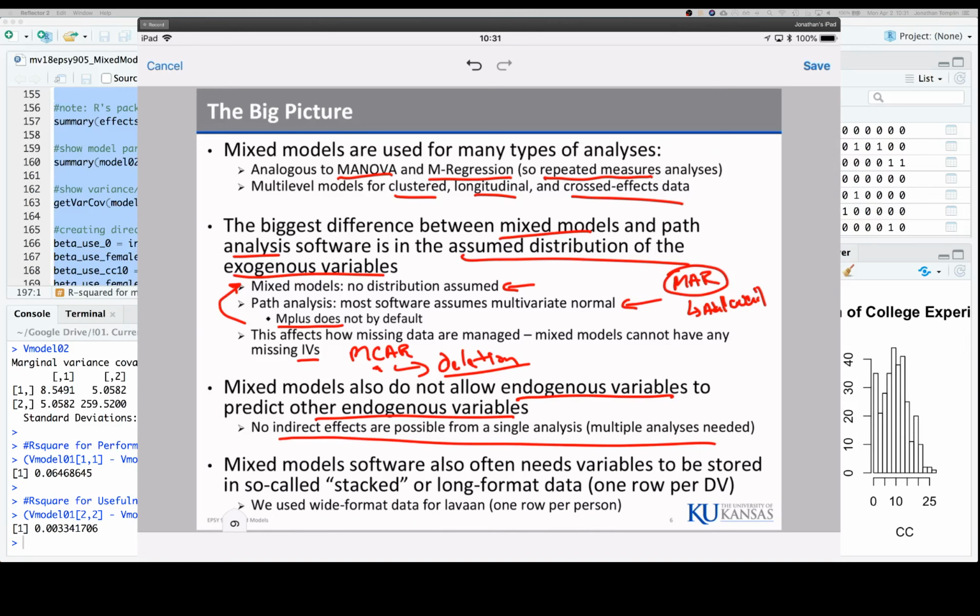Finally, mixed model software often needs, or mostly needs, variables to be stored in stacked or long format data, where there is one row per dependent variable, as opposed to path analysis, where we call this wide data, with one row per person. So what we're going to end up having to do is transform our data to make that fit with the analysis.